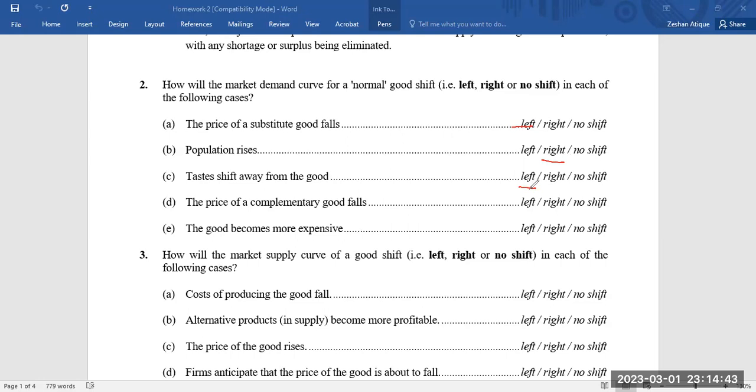Similarly, consider when the price of a complementary good falls, where two goods are used together, like petrol and car. If the price of petrol falls, what should happen with the demand for cars? The demand for cars should rise because you can afford more petrol now for the same car. Cars and petrol are complementary goods. If a good becomes more expensive, meaning its price increases, the increase in price does not shift the demand curve; rather it brings a movement along the curve.